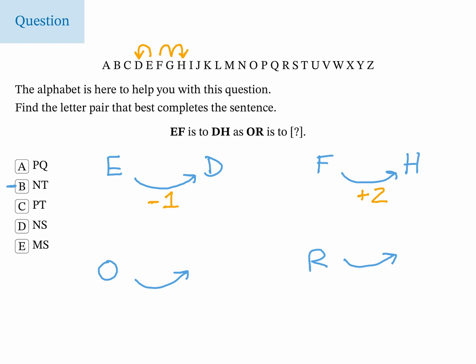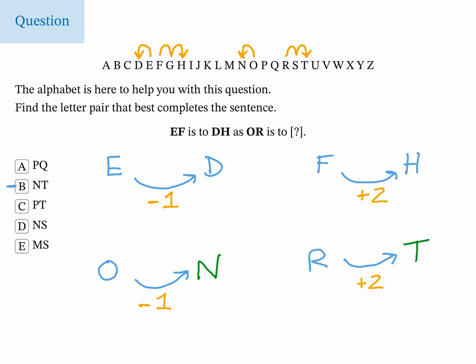So we are going to start at the letter O and we are going to move backwards by 1 letter. So like this. We've moved backwards by 1 letter and we get to the letter N. Okay, great. Now let's have a look at what we're going to do with the letter R. Well, to get from F to H, we move forward through the alphabet by 2. So we're going to do the same starting from letter R. So if we move forward through the alphabet by 2, 1, 2, we get to the letter T.